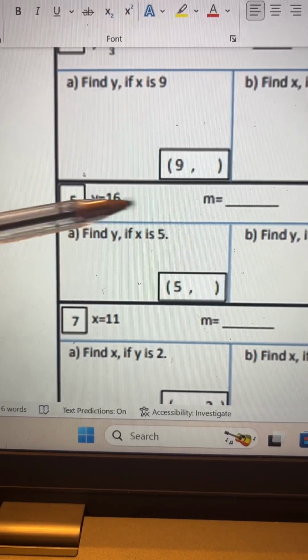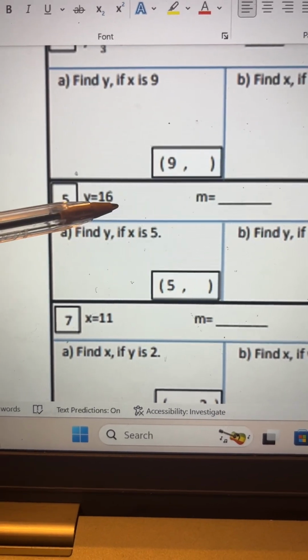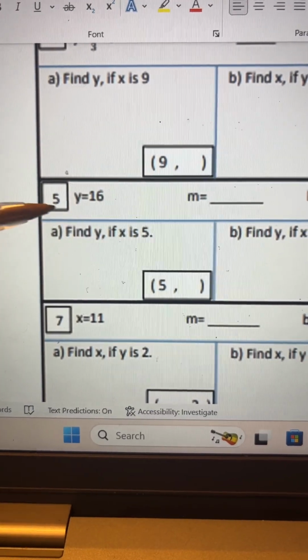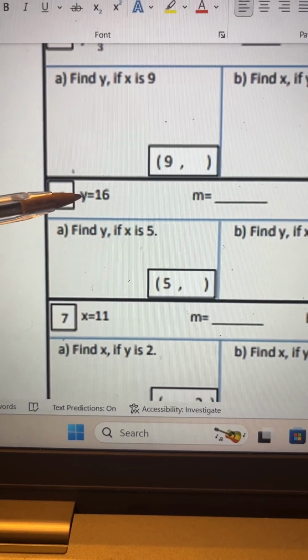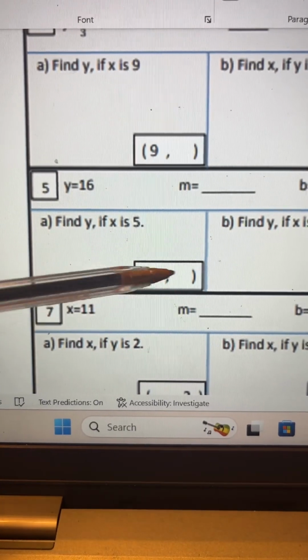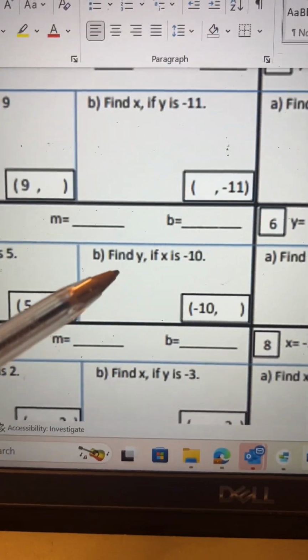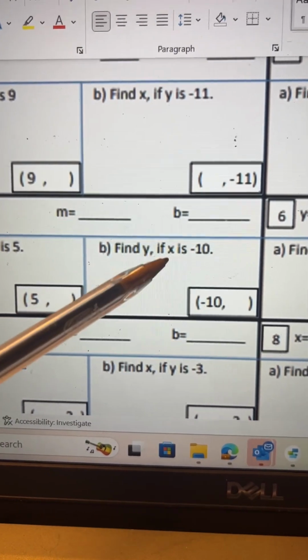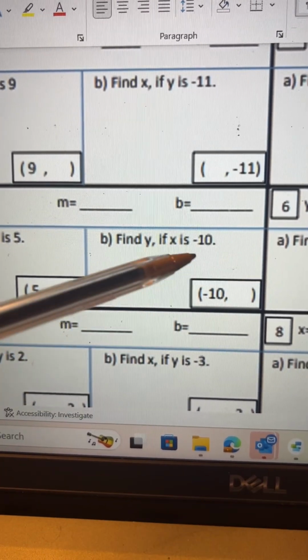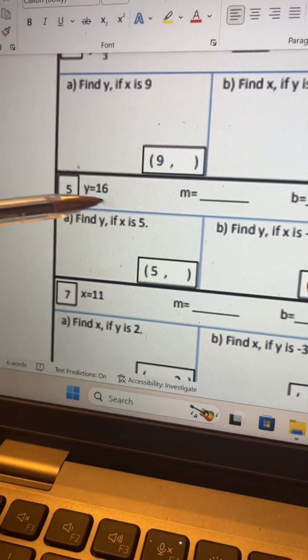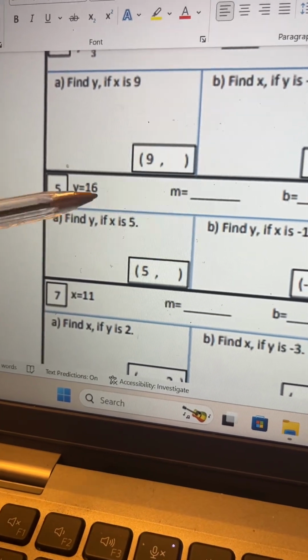There's no x here, so we can't just plug it in. Whatever we tried to plug in for x, it doesn't matter because y is always 16. So right here, y is 16. Okay, the next one says find y if x is -10. Does not matter what we're plugging in for x because y is 16. It's telling you the answer.